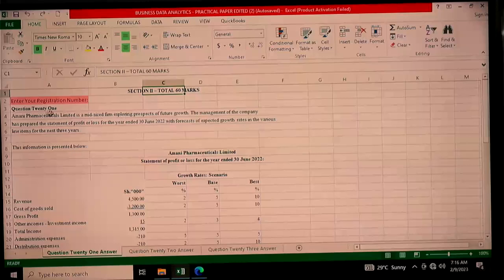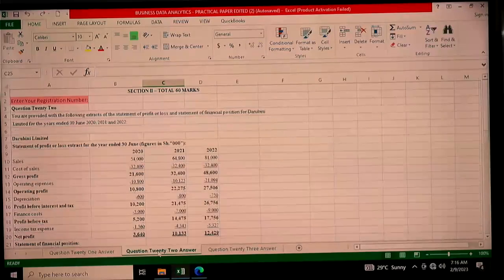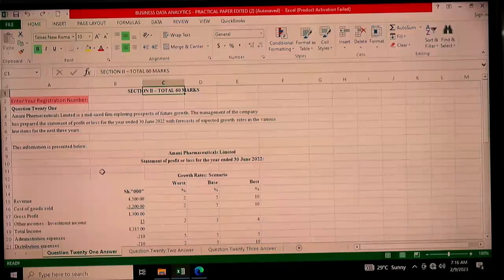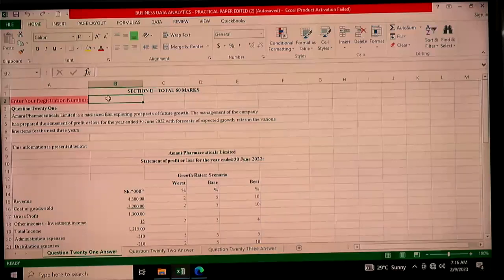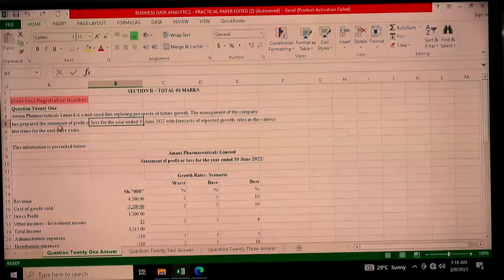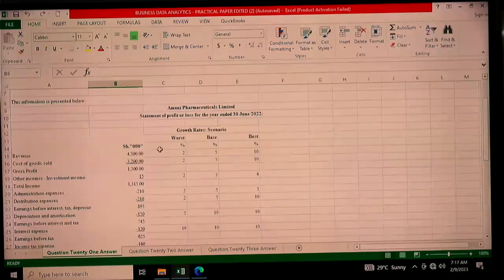So in this worksheet, you have the questions. We have 3 questions, question 21, question 22, and question 23. Above here, you are given an option where you type in your registration number, because that is a CASNEP number. So you type there. The question is framed here in the same worksheet. The data is given here.